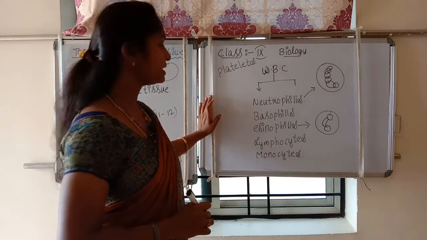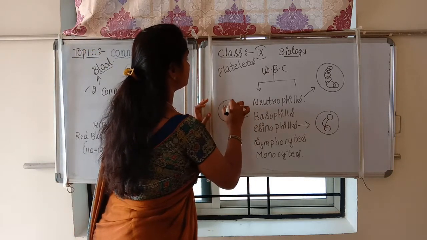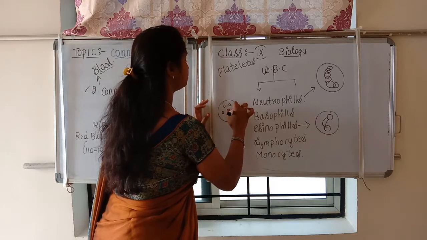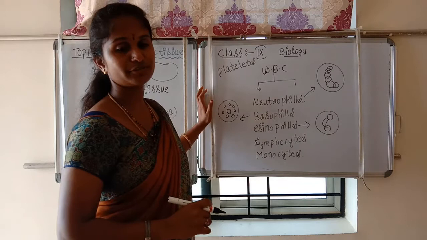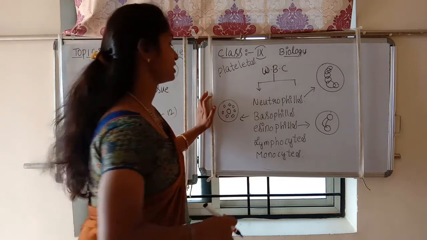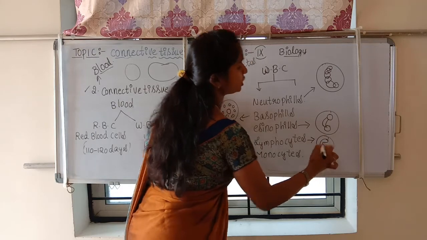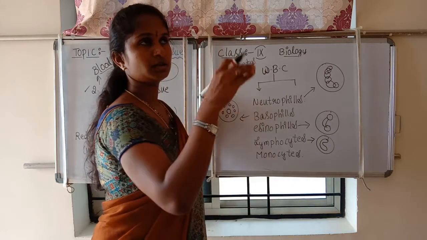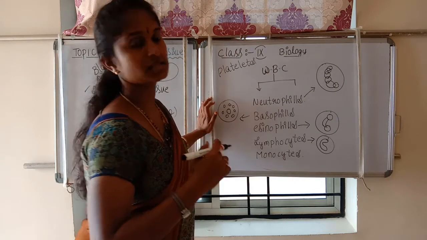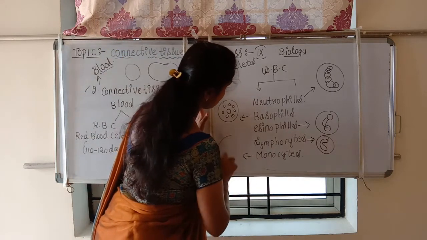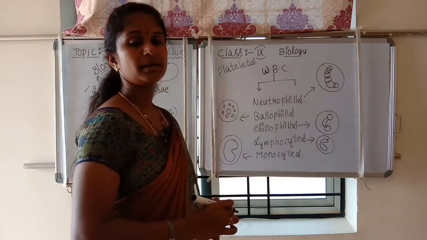And next, basophils. Basophils have a small, what we may call a scattered nucleus. And next, lymphocytes. Lymphocytes have one oval shaped nucleus, curve shaped, bean shaped. And next, monocytes have a large bean shaped nucleus.